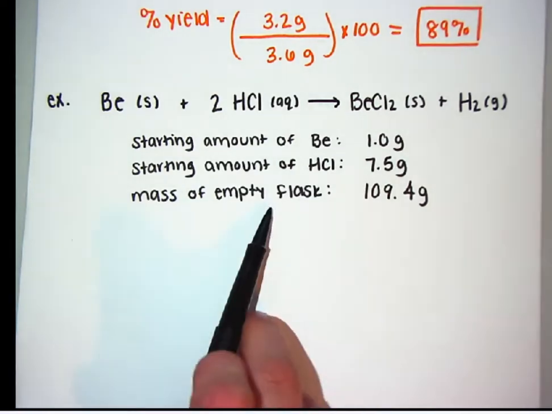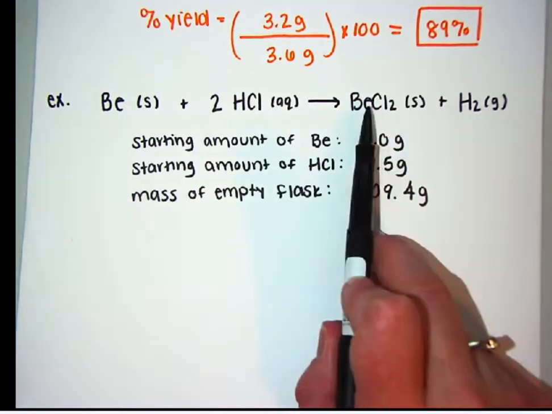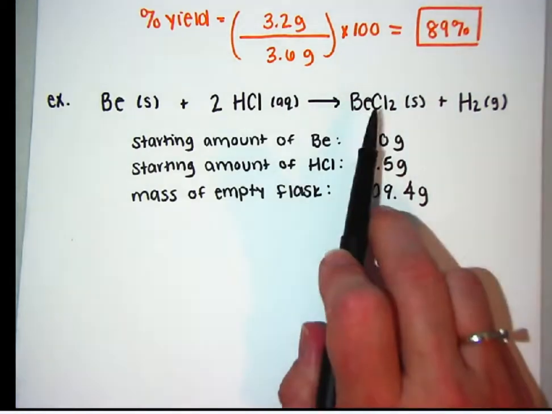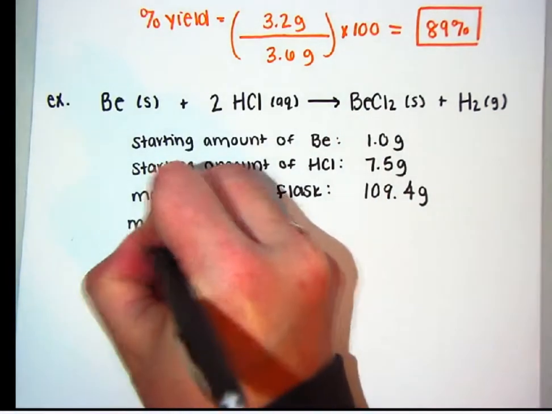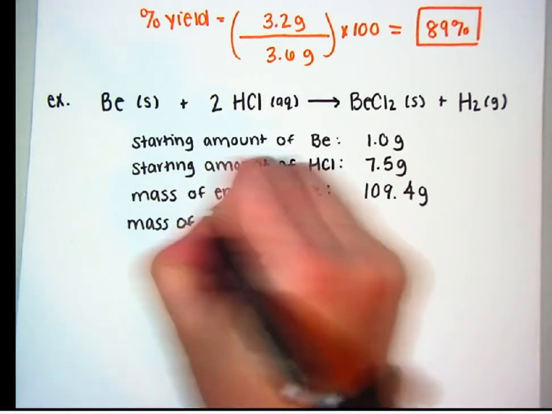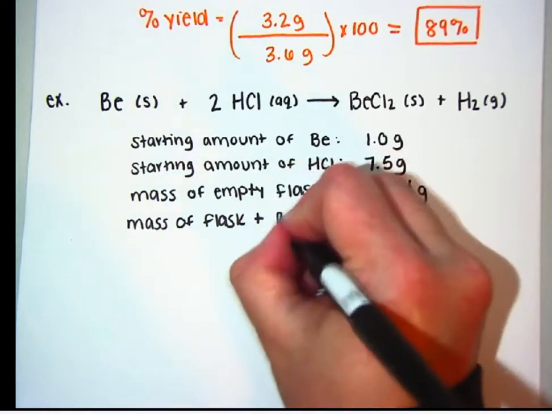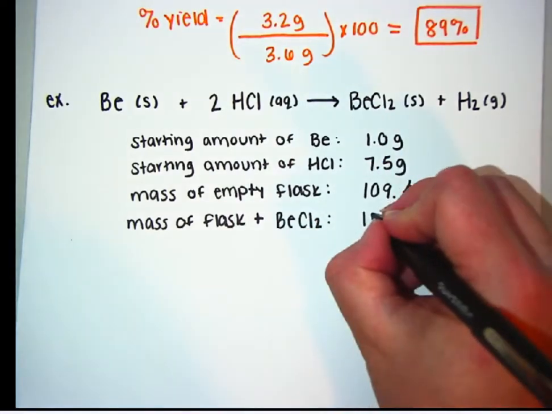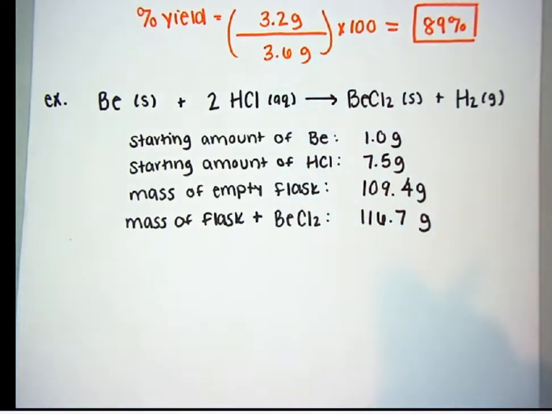So into the empty Erlenmeyer flask, I'm going to add beryllium and hydrochloric acid, and it's going to produce these two products. Hydrogen is a gas, so we're going to see that the reaction is going to start to bubble, and then the gas is going to get released into the air. That means we're going to be left over with just solid beryllium chloride. So then we can take a final mass, which would be the mass of the flask plus beryllium chloride. Let's say that was 116.7 grams.